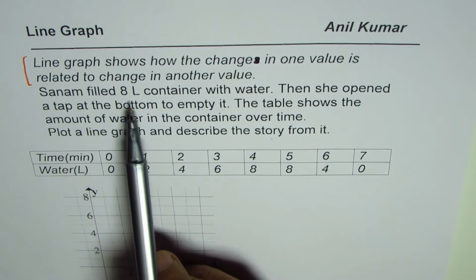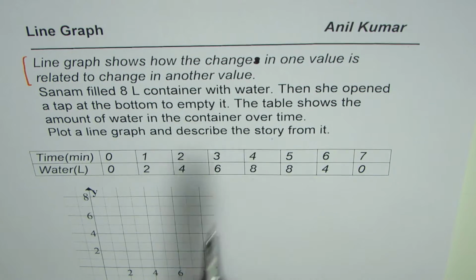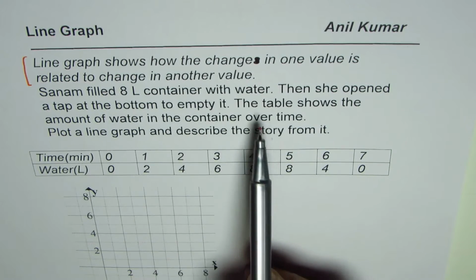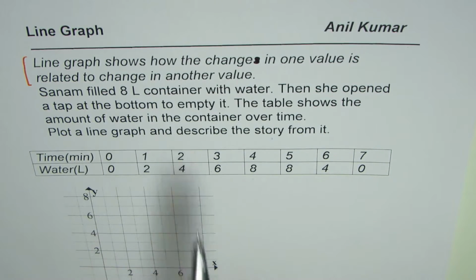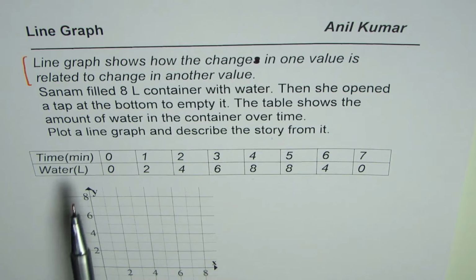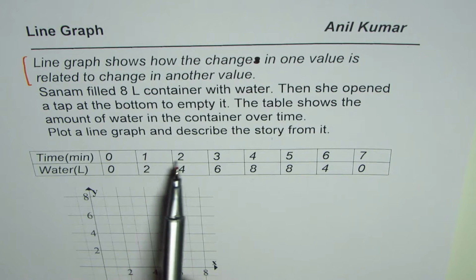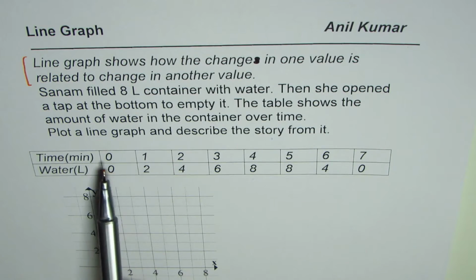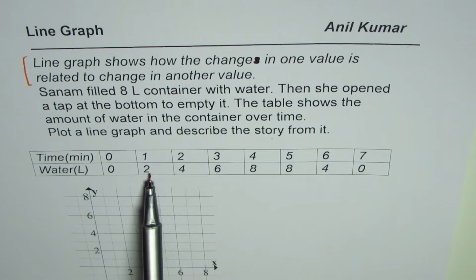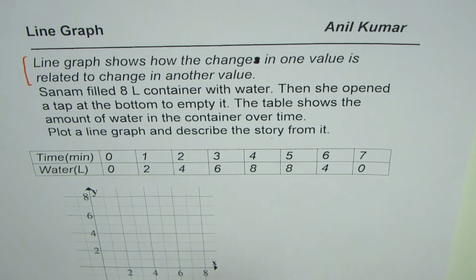Now here is the situation. Sanam filled an 8 liter container with water. Then she opened a tap at the bottom to empty it. The table shows the amount of water in the container over time. Plot a line graph and describe the story from it. So that's the table. Time in minutes: 0, 1, 2, 3, 4, 5, 6, 7. So that is one value. The other one is the level of the water in liters. So the water level is 0, 2, 4, 6, 8, 8, 4, 0.